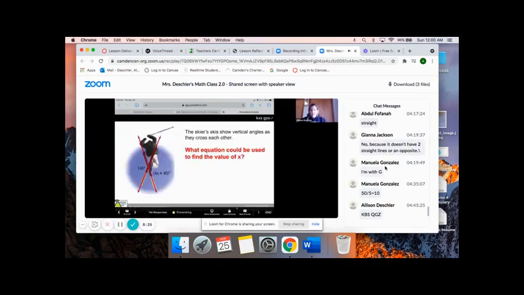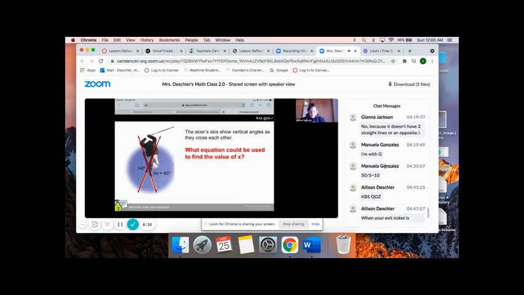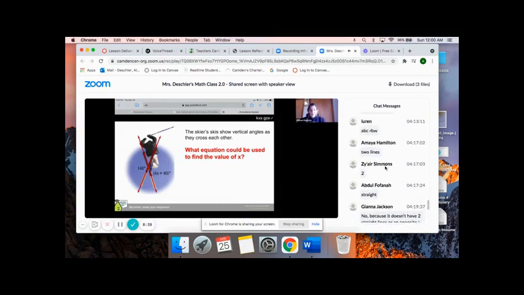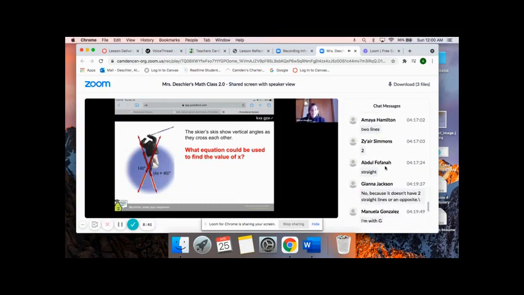Let's make this even a little bit more challenging. The skier's skis show vertical angles as they cross each other. What equation could be used to find the value of x? Vertical angles are always equal to one another. Always, no matter what. So I'm not asking for you to solve an equation. I'm asking for you to write an equation. How could I find the value of x based upon the given information in this picture?